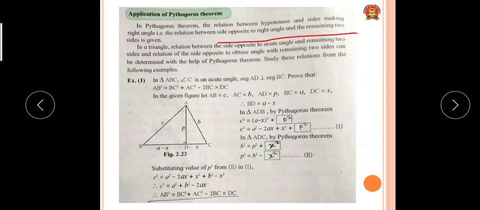See the acute angle triangle means when one angle is acute, then how to study the Pythagoras theorem. Now consider the triangle ABC. Angle C is the acute angle. AD is perpendicular to BC. It means that AD is the height of the triangle ABC. Then we have to prove AB square is equal to BC square plus AC square minus 2 BC into DC.